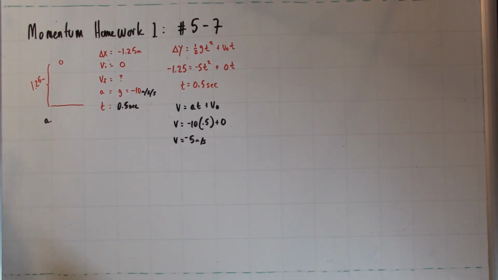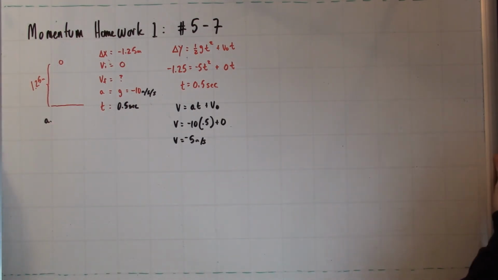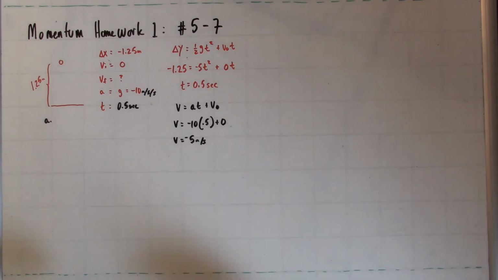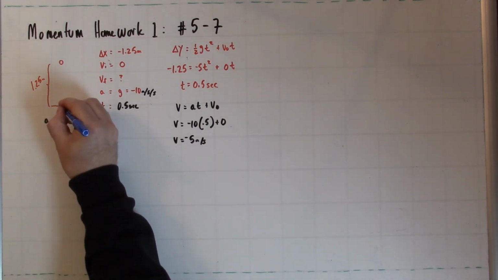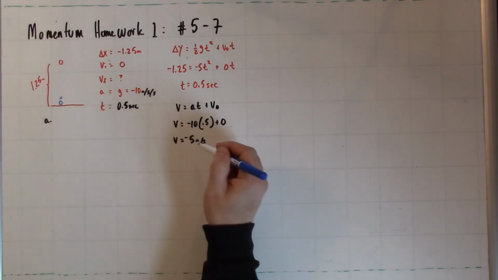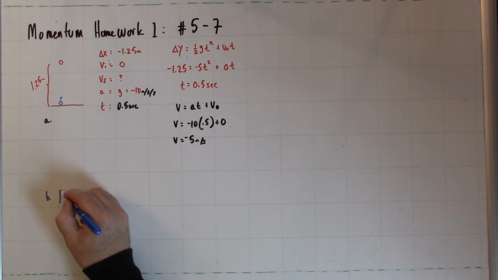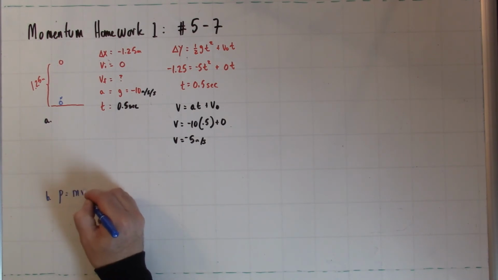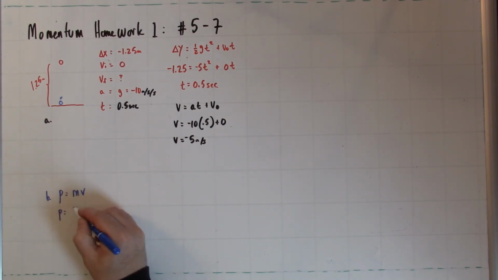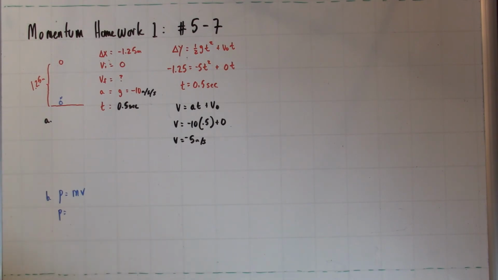What about B? Well, B asks, what will the momentum of the golf ball be immediately before it strikes the ground? So right here, right before it hits the ground, we know it's moving with this velocity. And so if I want to calculate the momentum, it is equal to the mass times the velocity. The mass of the golf ball, oh, see, that's sneaky here, because it says that the golf ball weighs 0.5 newtons.